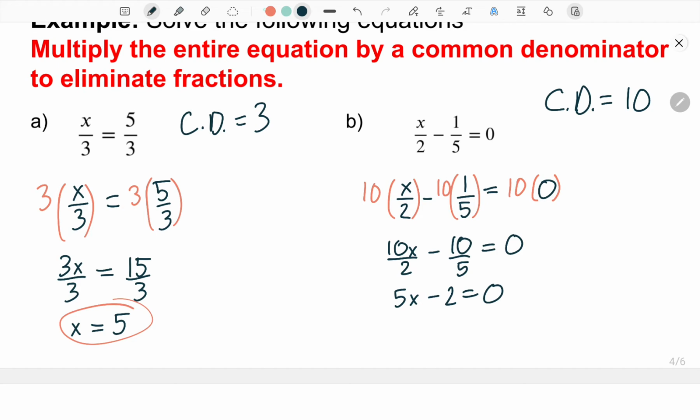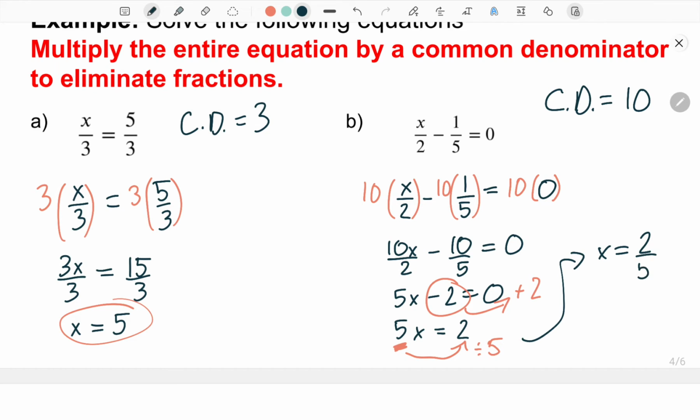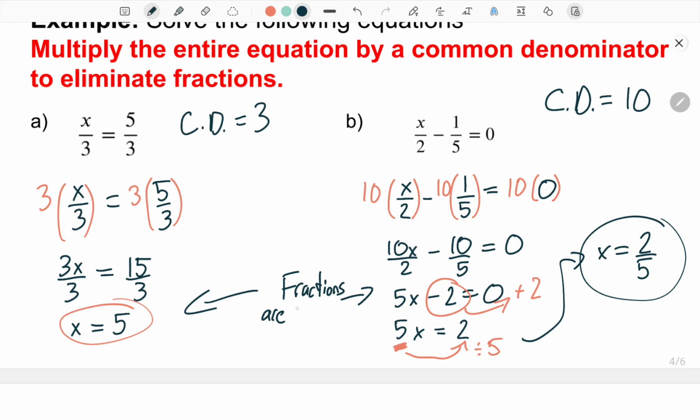And so now we can solve it like a regular equation. So minus 2, plop that over to the other side by adding it. And then the 5 in front of x, well, since that's multiplying, since it's 5 times x, to move it over, you divide by 5. And so then you have x is equal to 2 over 5. And there you have it. That's your final answer. So in both cases, what you can see is the fractions are eliminated.